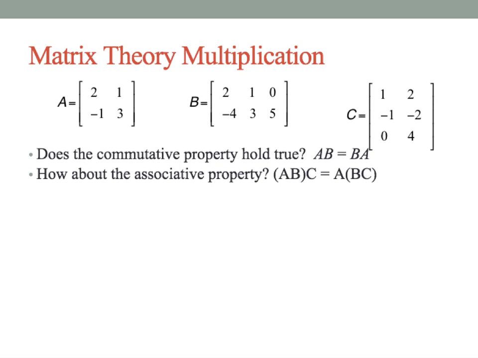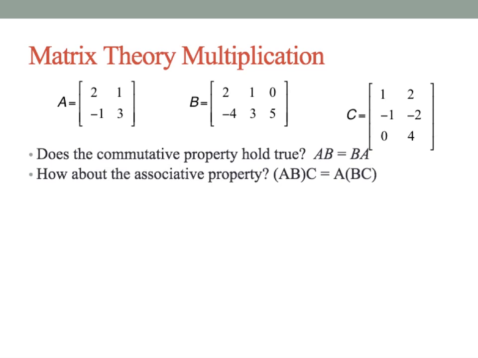So two questions to go along with this. The first is, does the commutative property hold for matrix multiplication? And the commutative property is basically when we just switch things around. So for example, 1 plus 2 is the same as 2 plus 1, or 1 times 2 is 2 times 1. In this case, A times B, does that equal B times A?